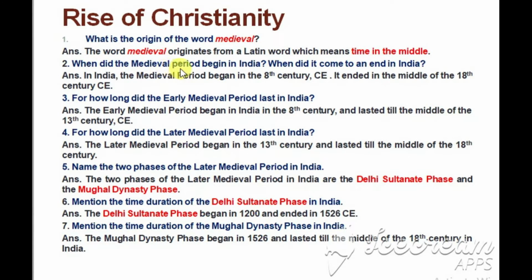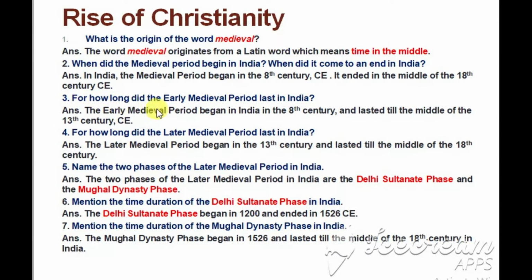When did the medieval period begin in India? When did it come to an end in India? In India, the medieval period began in the 8th century CE. It ended in the middle of the 18th century CE. CE means Common Era or Current Era.